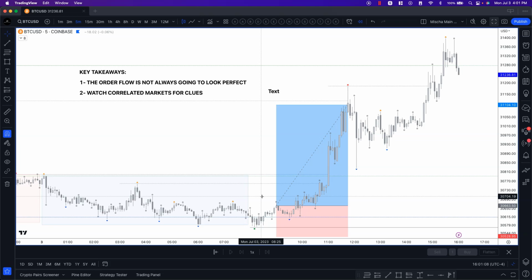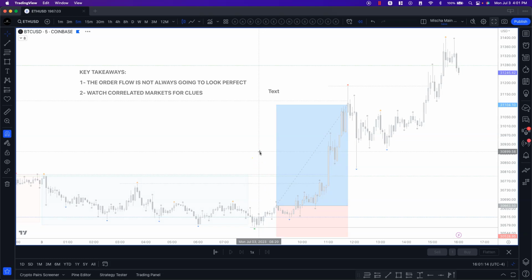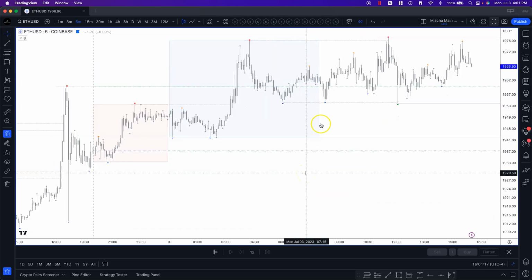Now, takeaway number two is to watch correlated markets for clues. So I showed you guys how watching the correlated Ethereum market allowed me to, one, have more confidence to take the trade, although the order flow did not look exactly as I wanted it to look. And number two, it also allowed me to have a good exit point. Now, I did not catch the exact high of the day, but you don't need to do that, right? You don't need to be in at the exact low and out at the exact high. You need to get your expected risk to reward, or something that makes sense based on the order flow.